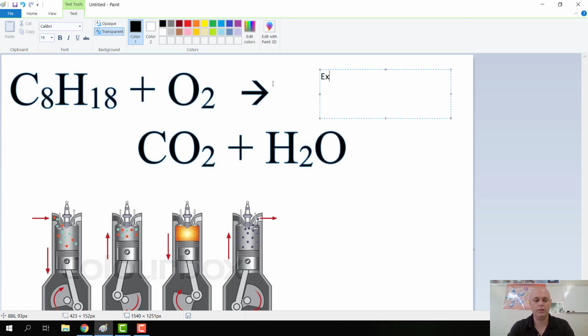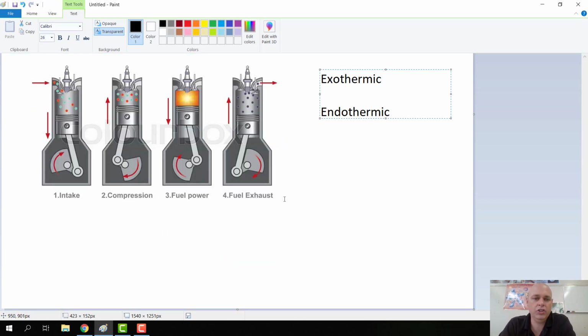Exothermic is a reaction that gives off energy or gives off heat. The opposite of that would be an endothermic reaction. Endothermic reactions actually take heat in. So if you had an endothermic reaction in a test tube, the test tube actually gets cold to the touch because it's pulling energy in. So anyways, exothermic, energy is released during combustion.